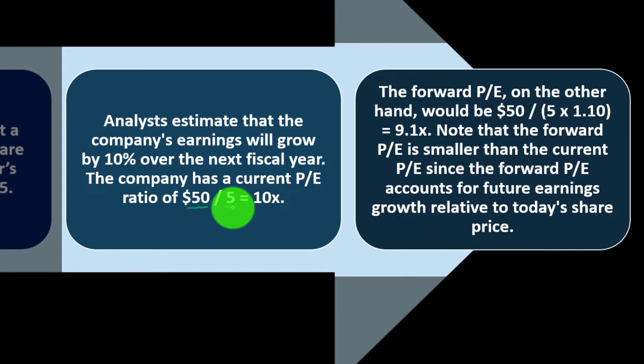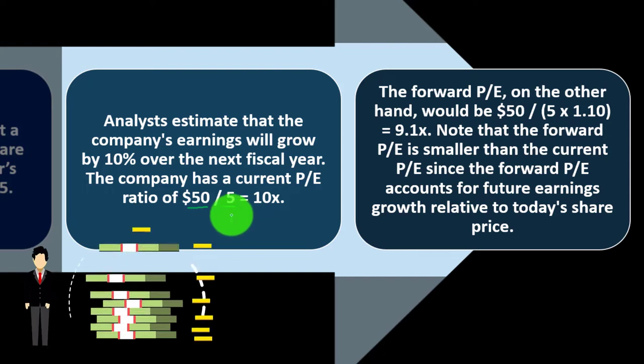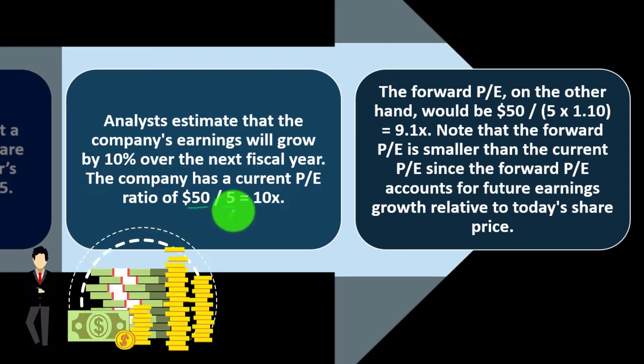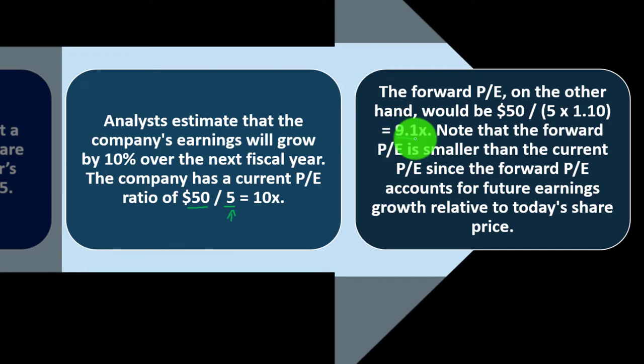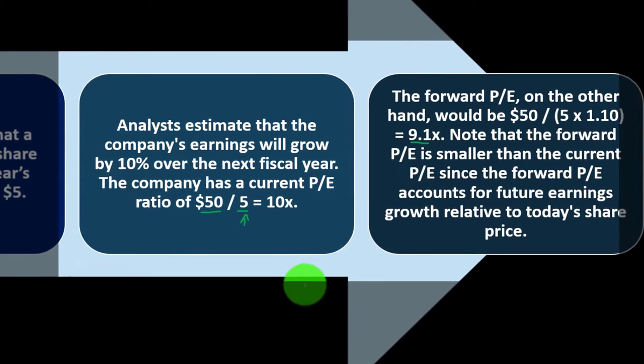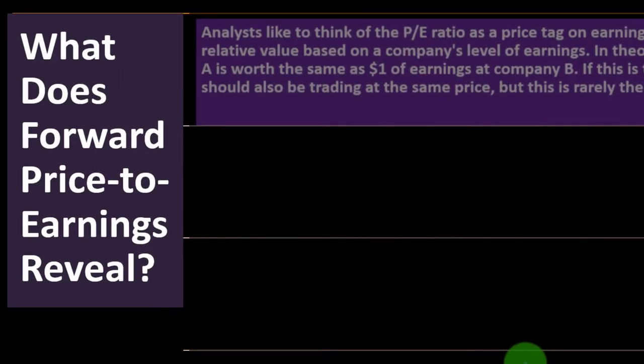And if we think earnings are going to increase in the future, that means the forward or future earnings per share is going to be higher, which is going to result in a lower forward PE as compared to the current PE. So what does forward price to earnings ratio reveal?